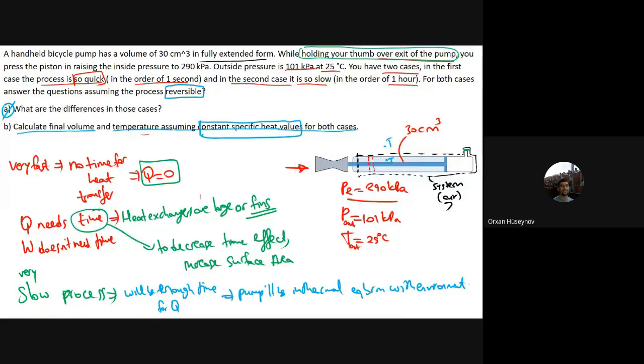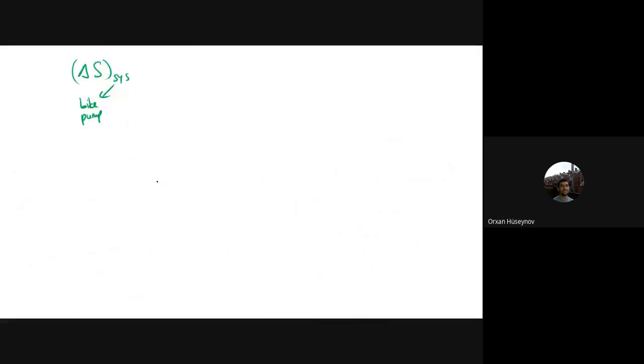Therefore, what I will do now is that our system is the bike pump, which includes air only. Okay, air only. So it will be equal to 0. So if it is 0, then it means that S2 minus S1 is 0, or S2 is the same as S1. Okay, I've said it in our first lecture.